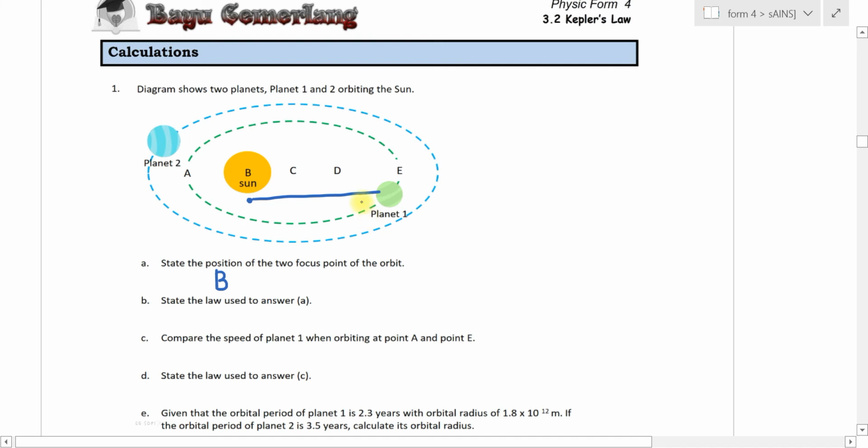Still not getting it. Dari B sampai ke E, yang point tengah-tengah should be D, right? So D is one of the focus. And then Sun memang dah ada dekat sini. Takkan A kot.